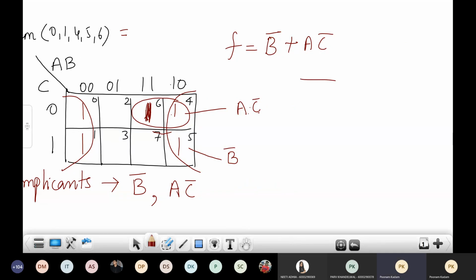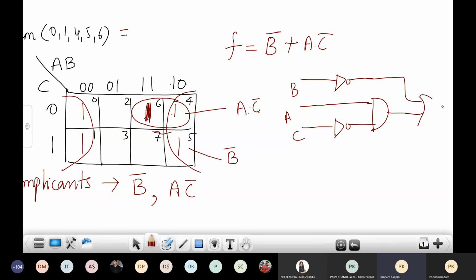This is B bar. So you have B, so you get B bar, then A, and then C bar. That's it. This is C. So AC bar, 1 AND gate and 1 OR gate. That's it. Okay, this is the function. So you require only these many components.